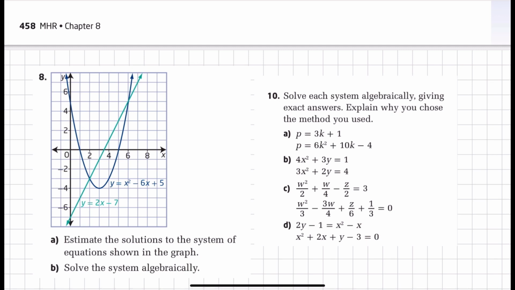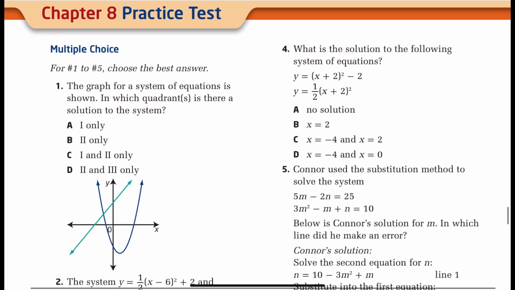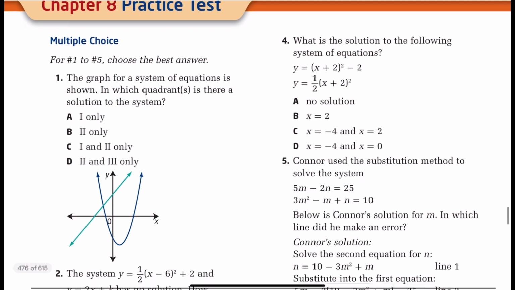Okay, so question number what? This is just a paper where I can write. I think we are done with this section. So this is just the test question, the practice test. We can start this a little bit just to see what's going on.